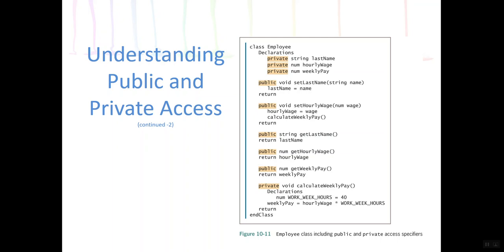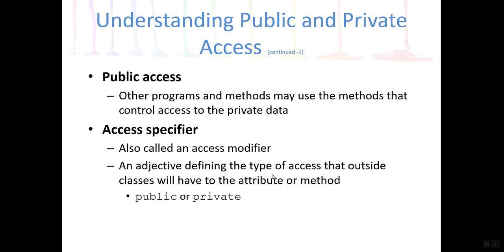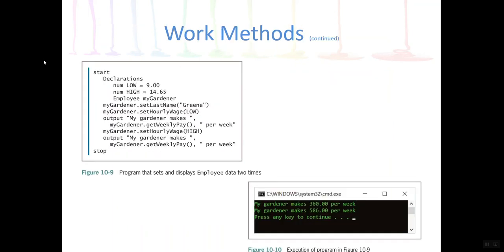We could say my gardener dot last name equals Frank, for example. But that wouldn't be a good strategy. We want to instead define all our variables as private and our methods as public. These sets and gets will allow programs, such as this one, to set and get values as needed. So this is using the approach that we want.